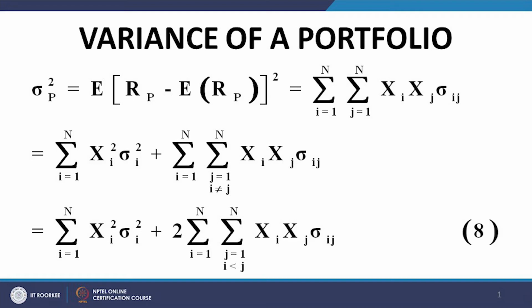Please note, when we write it in the second equation case, the i unequal to j expression has to be incorporated in the summation, and in the third equation we have a factor of 2 here, but then we replace i unequal to j by i less than j or j less than i, as in either case it amounts to the same thing. Now, for the 2 security portfolio, what do we have?